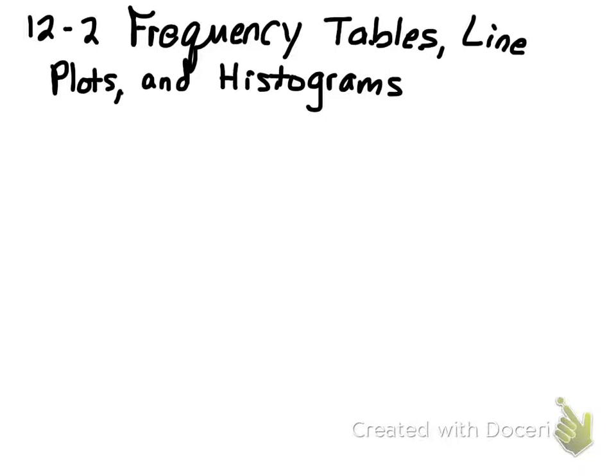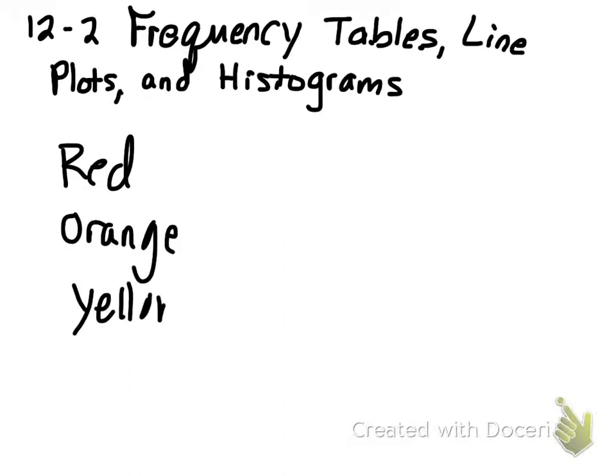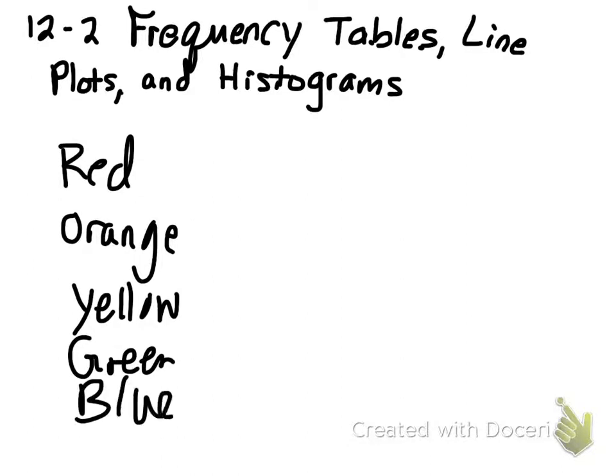So we're going to be using these three types of tables or plots in order to display different sets of data. So for example, if you were taking a survey of your classmates' favorite colors, you could make a list of colors, like red, orange, yellow, green, blue, and purple. We'll just go with the basics here. So this is our color choice, right?